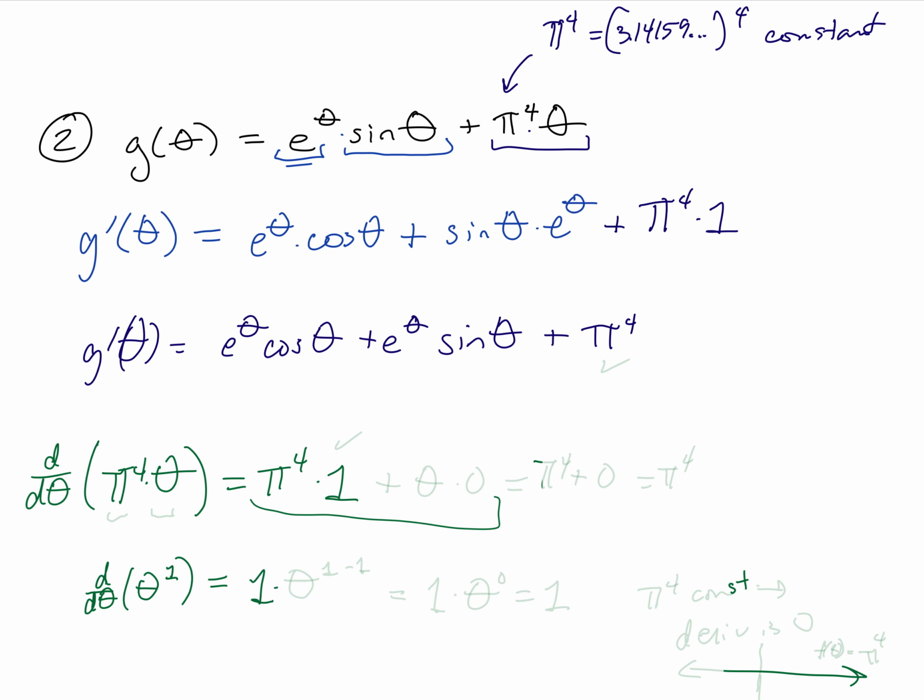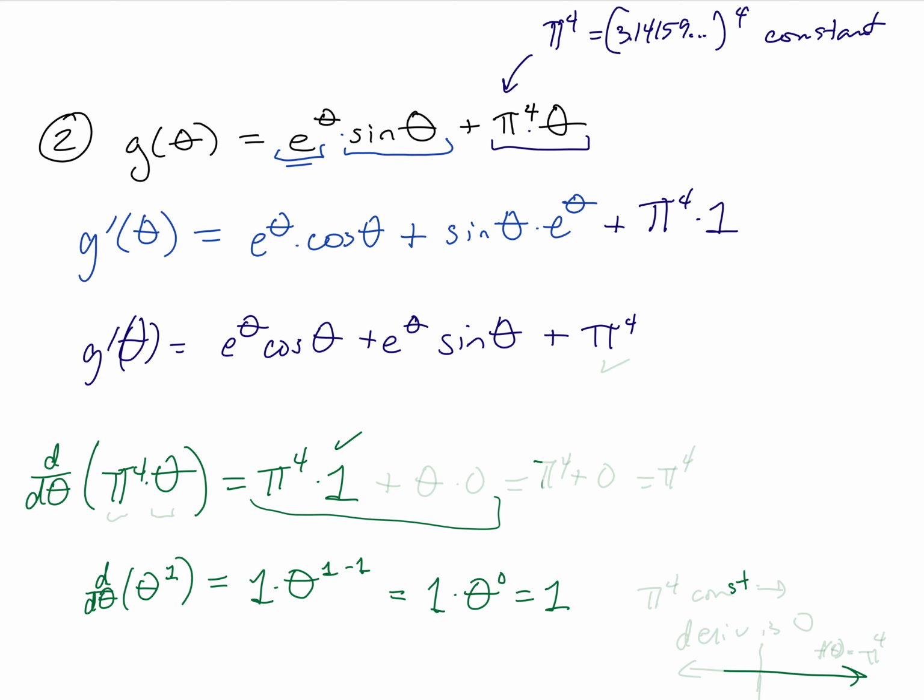This is 1 bringing down the exponent times theta to the 1 minus 1. That's 1 times theta to the 0. And what's theta to the 0? Anything to the 0 is 1, so this is just 1. So yeah, whether we use power rule or just knowing that the derivative with respect to a variable of that variable is 1, either way, we get that the derivative of theta is 1.